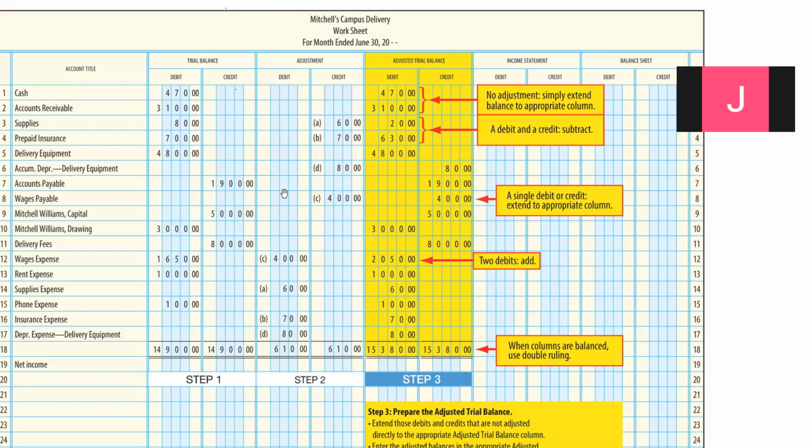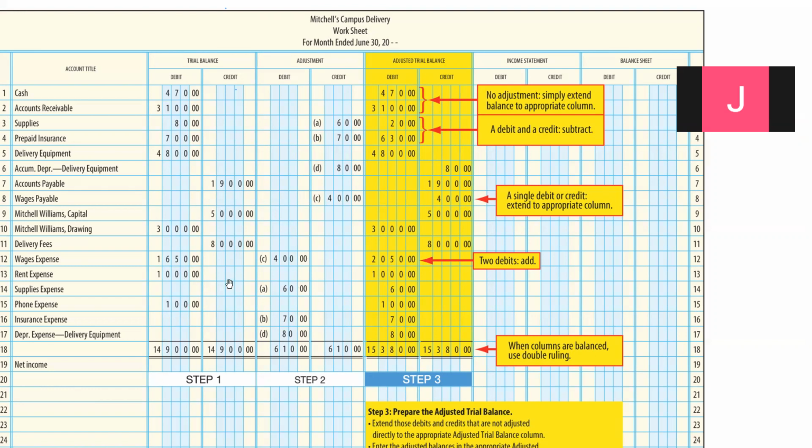Payables, you never adjust. Wages payable. You're not going to adjust capital, and you're not going to adjust drawings or revenues. And you have a few things to adjust here. You also have a couple of expenses that you don't need to adjust. Rent expense was recorded okay. So was phone expense.